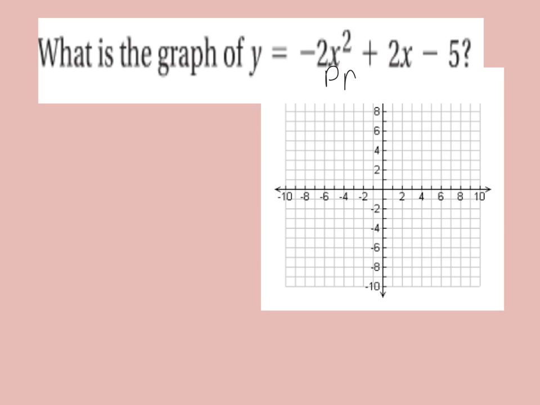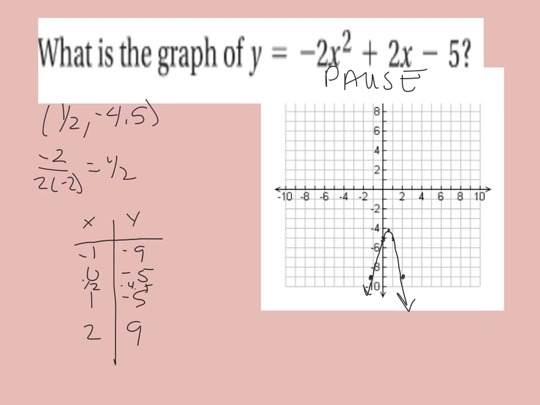Pause the video and do this problem by yourself. And this is what your graph should look like. Your vertex should be at 1/2, negative 4.5. And my table right over here is what I got. Even though on my graph it can't really show negative 4.5, as long as I can see your actual vertex, you're good to go.